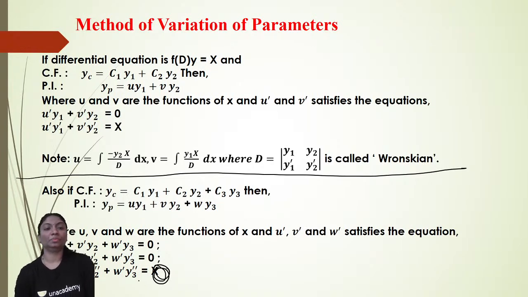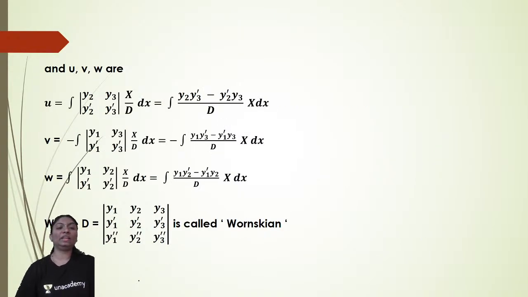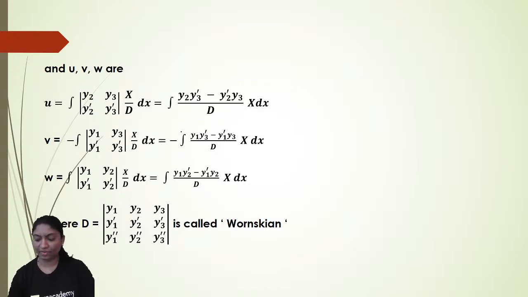Okay, now u is equal to integral of the determinant of y2 y3 y2 dash y3 dash into X upon D dx, where this determinant you can calculate as y2 into y3 dash minus y2 dash into y3, upon D into X dx. Where v is equal to minus of integral of the determinant of y1 y3 y1 dash y3 dash, X upon D dx, which is equal to minus of integral of y1 into y3 dash minus y1 dash into y3 upon D into X dx.